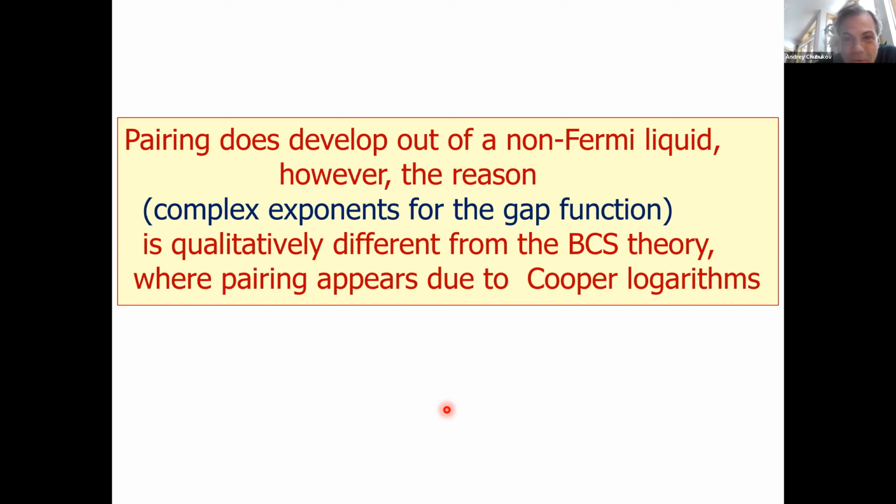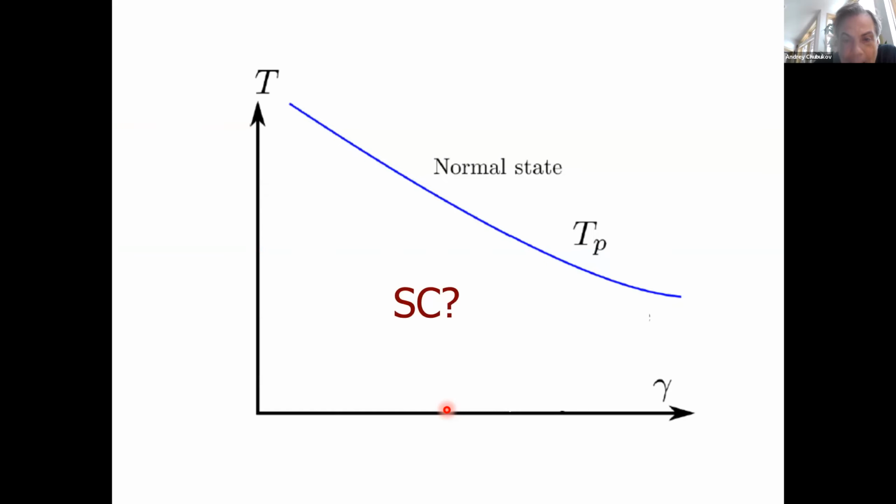Which brings basically the same stuff that I already said. Yes, the computer is right. There is an instability coming out of the non-Fermi liquid, but it comes from reasons which are qualitatively different from BCS. And in this sense, what I told you is that there is a line below which fermions pair. The question is, is it true superconductivity or is there something else? And for this, let me go to the second part.